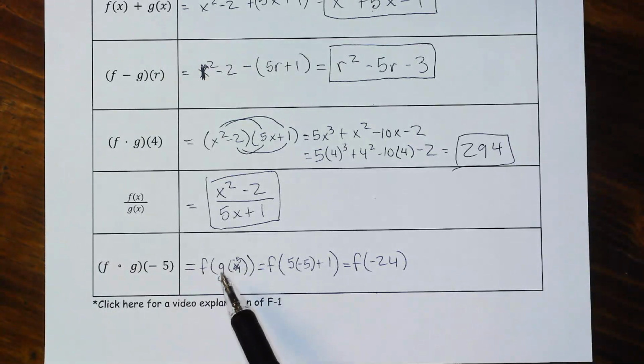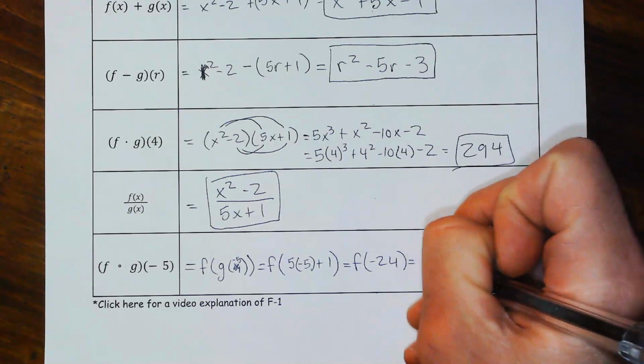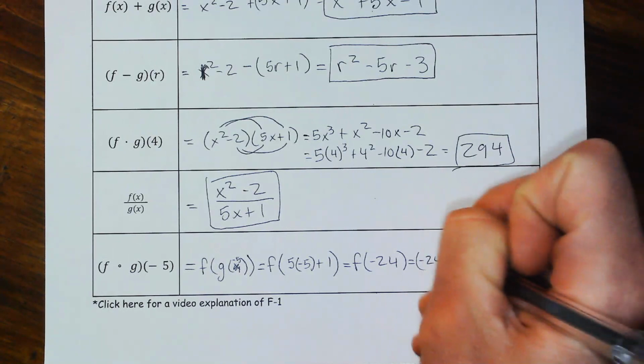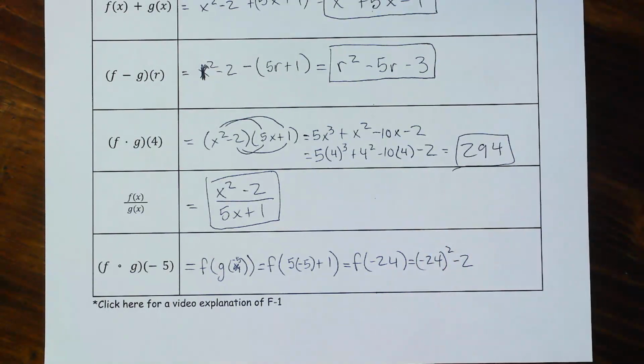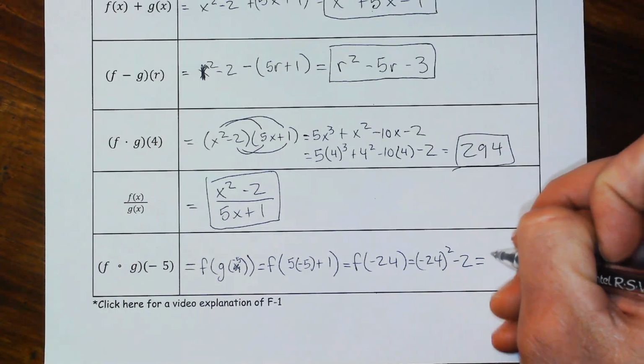So see how that works? The g of -5 tells me to plug -5 into g. Once I plug -5 into g, I would get -24, and then that tells me to plug -24 in for f. So that would be -24 squared minus 2, which is equal to 574.